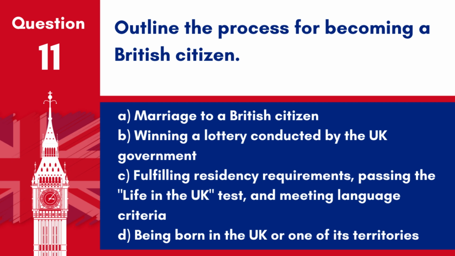Question 11. Outline the process for becoming a British citizen. A. Marriage to a British citizen. B. Winning a lottery conducted by the UK government. C. Fulfilling residency requirements, passing the Life in the UK test, and meeting language criteria. D. Being born in the UK or one of its territories.